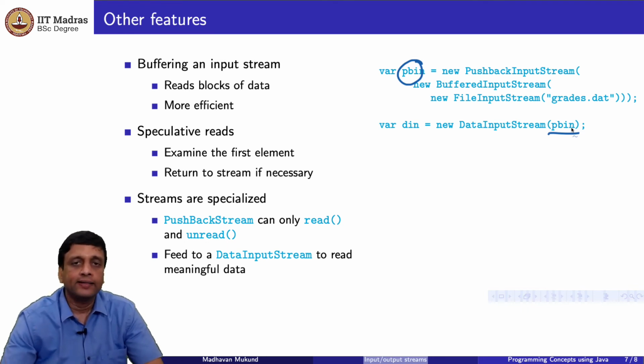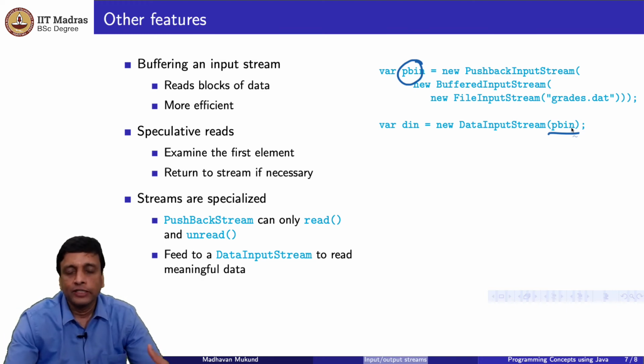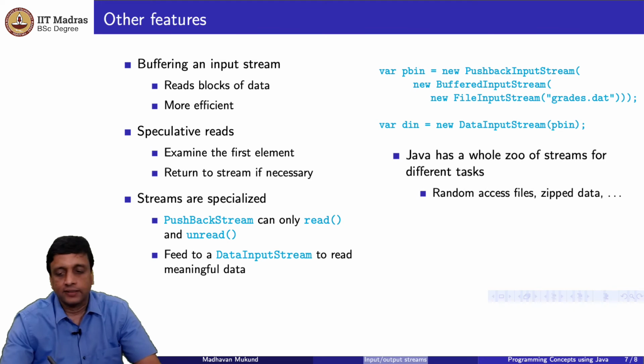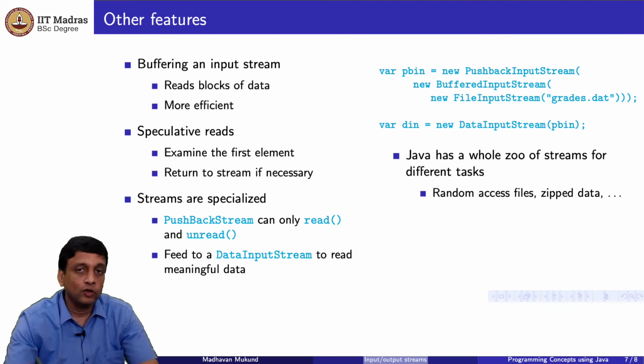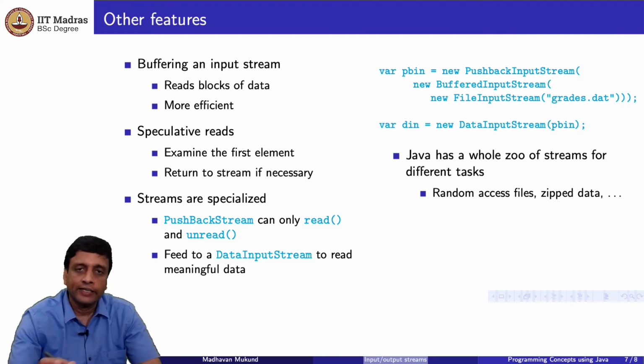So if I unread it, then it goes to the data input stream. If I read it, the data input stream will not see it. Right? So in this way, Java separates the concerns. So there is a whole zoo of streams. We have seen some 5 or 6 different types of streams in this small lecture, and there is actually a whole collection of streams to deal with a variety of tasks.